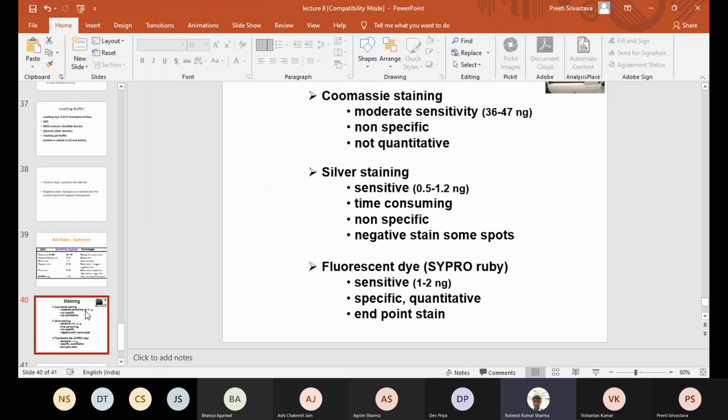Yes, ma'am. Ma'am, one thing: if Coomassie staining is visible to naked eyes, then why do we use loading dye? What is the purpose of that? In the case of DNA, when we use a fluorescent dye, that dye is not visible. That's why I use a loading dye.